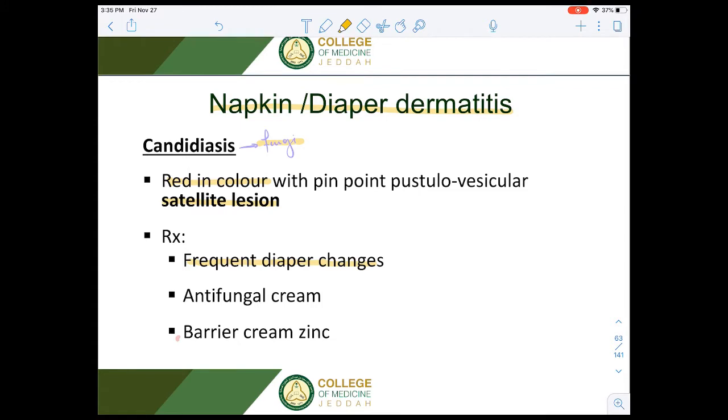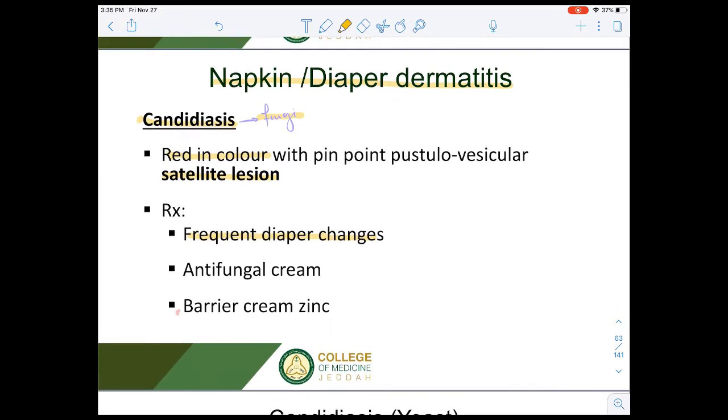And why a candidiasis? Candida is a fungi, and that fungi loves places that are humid. So if you have that child who is not having their diapers changed very frequently, or who is not really having showers that frequently, they will eventually grow a candida infection in the groin region. So candidiasis is a very important cause of the diaper dermatitis. It's red in color and it has these satellite lesions that I'll just explain in a moment.